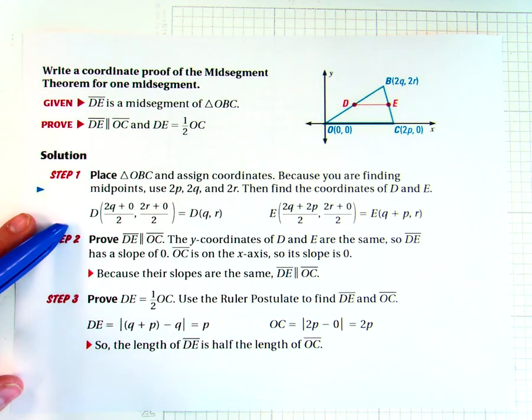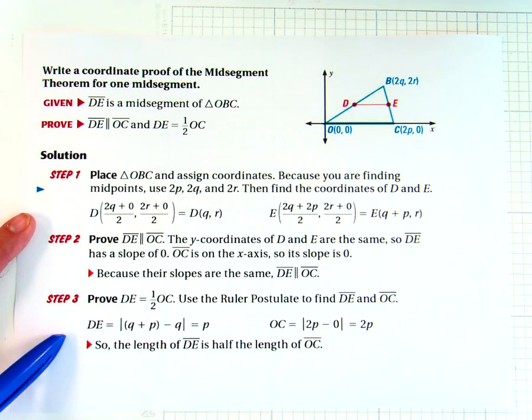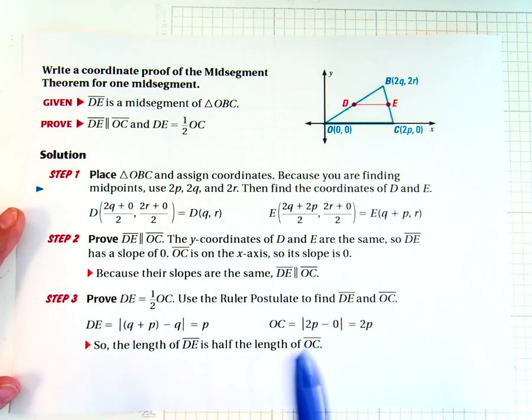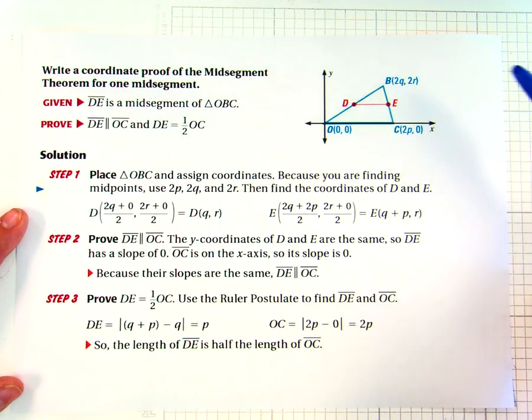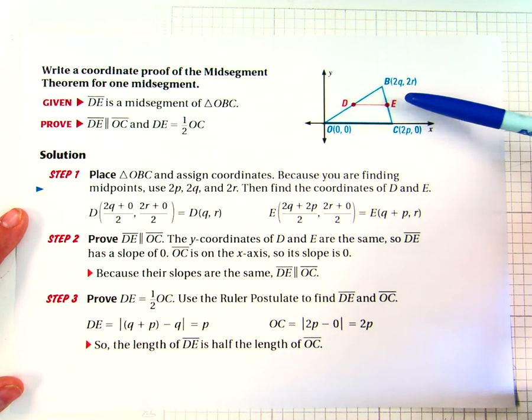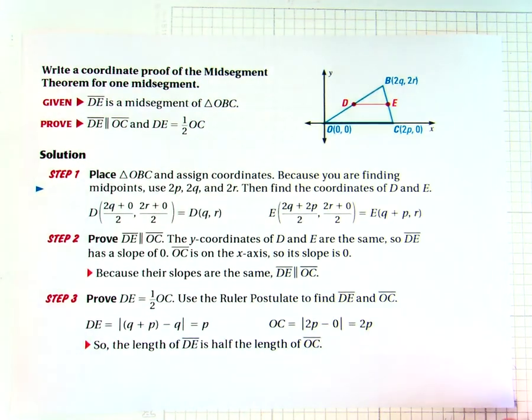First, we use the midpoint formula to find the coordinates of the midpoint. Then we find out that the slope is 0 for this particular midsegment. We also know that it's 0 for the other side because of the way we've placed it onto the coordinate plane. Then to prove the side, we find the length of the side of the triangle and the midsegment, and find out that it is exactly half. By using our coordinates and simplifying, we find out that the length of the midsegment is p, whereas the length of the opposite side is 2p, or twice as much.